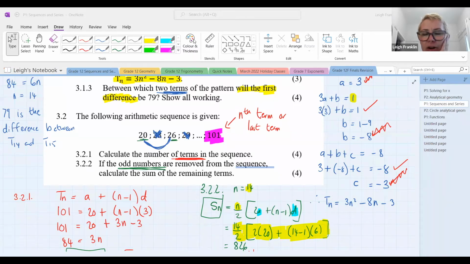Ma'am, hello. For that question, 3.2.2, what if you have somehow the same sequence as that, but they ask you for multiples of 6 in that sequence? And how do you get that?